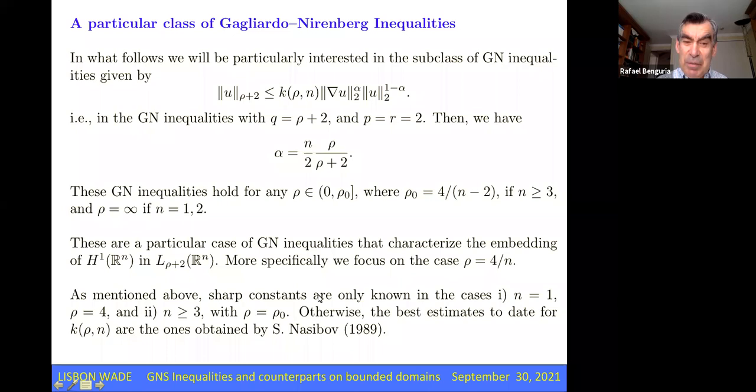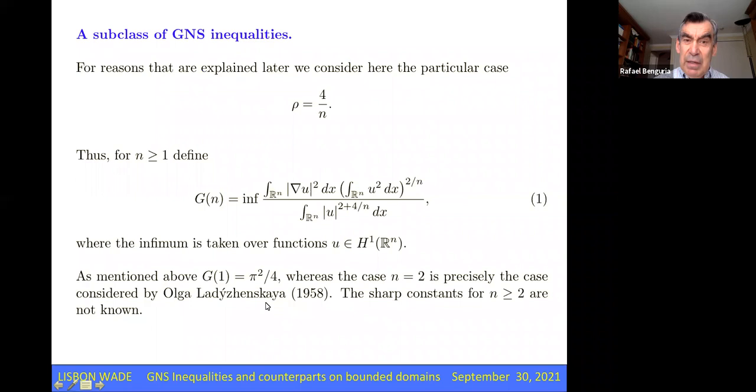As I said before, the sharp constants are only known in special cases: when n is equal to 1 and rho is equal to 4, if we express it in this language, and for dimensions bigger or equal to 3, when rho is equal to rho naught, which is 4/(n-2). So we only know the sharp constants in those cases. Otherwise, the best estimates today for K, for this subclass of Gagliardo-Nirenberg inequalities, were obtained by Sharif Nasibov in 1989, already a long time ago. I am going to say later, in connection with the Lieb-Thirring inequalities, why I'm interested only in this class.